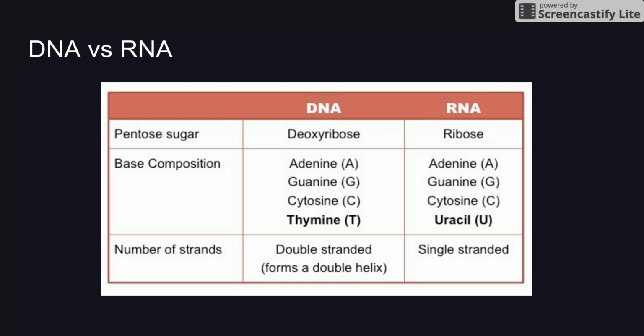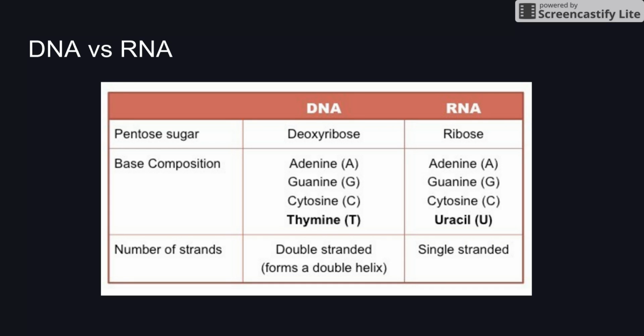Something that we need to make sure we know is the differences between DNA and RNA. So they are both nucleic acids, which means they both have the same monomer of a nucleotide. So they both have a sugar, a base, and a phosphate. But the sugar is going to be different. So DNA is made out of deoxyribose sugar.